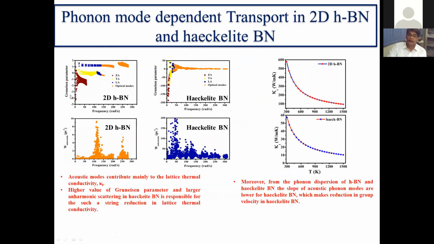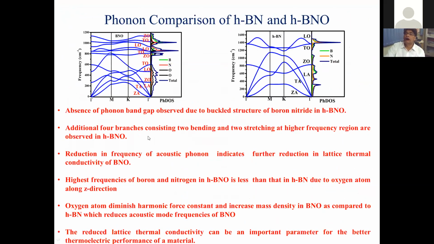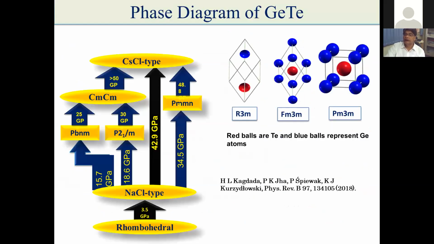That is how the Gruneisen parameter varies, in the case of Haeckelite or in the two-dimensional, because I wanted to show one important thing. The second part was the extreme condition, right? So GeTe is a benchmark material as far as thermoelectricity is concerned. But in the ground state it is rhombohedral, and it goes from rhombohedral to the orthorhombic or the cubic, and they have different paths, right?